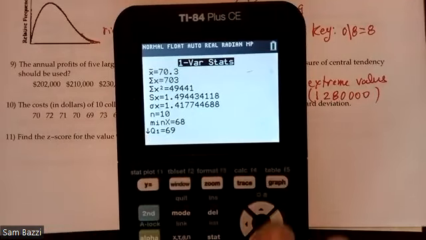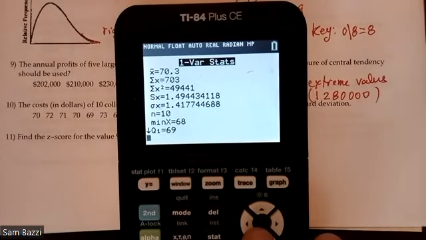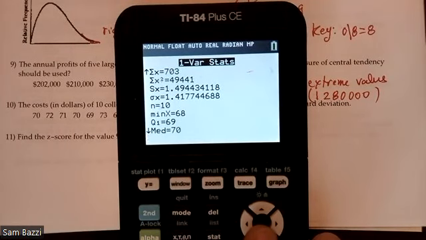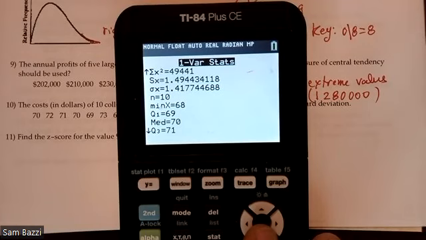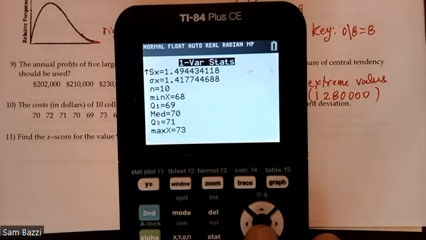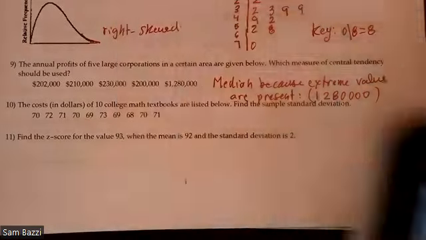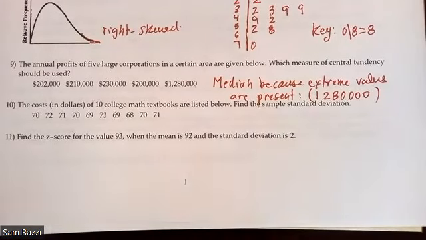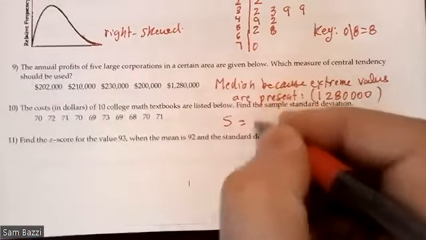Let me show you what else the calculator provided as output. It gives us the minimum number. It gives us the first quartile, Q1. It gives you the median, which is 70. It gives you the third quartile, which is 71. And it gives you the maximum, which is 73. So you can get a lot done in here. All right, so S here is 1.49.